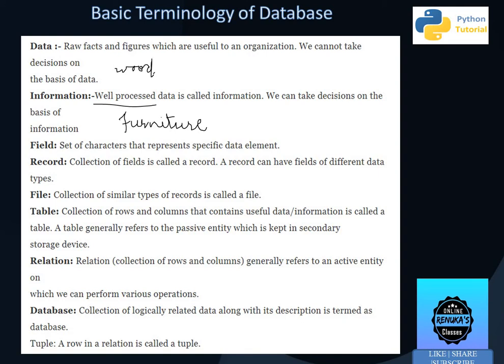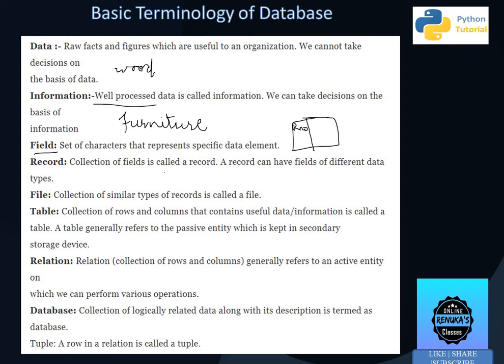Now field: a set of characters that represent a specific data element is known as a field. Suppose in a table, in one column we are representing only roll numbers, so that is a field, because all the values in this roll number column will be a set of characters or numbers, and it will be of a specific type, integer type or character type, so that's why it is known as field.